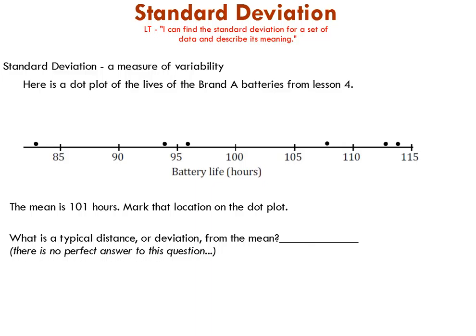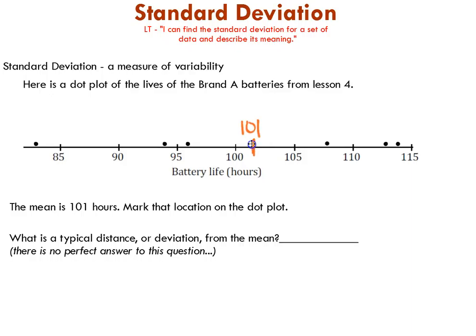Our learning target today is that you can find the standard deviation for a set of data and describe what it means. Alright, so we have this dot plot. We learned what a dot plot was last time. It's a number line with dots on it representing where the data lives, and this is for battery life of, I'm guessing, batteries. They tell you the mean. We went over how to find it last time. They're just telling you the mean is 101 hours, and we're going to mark that. So we'll say it's about right here, 101.